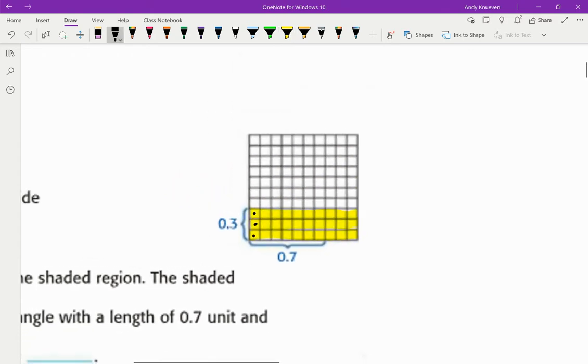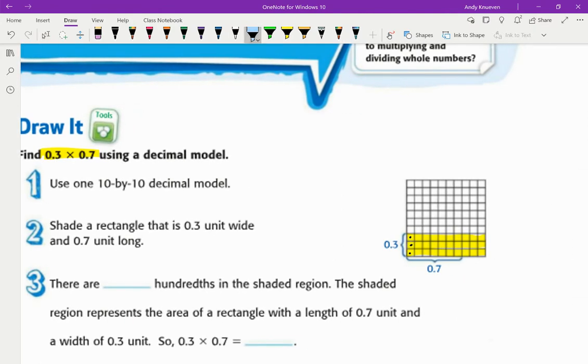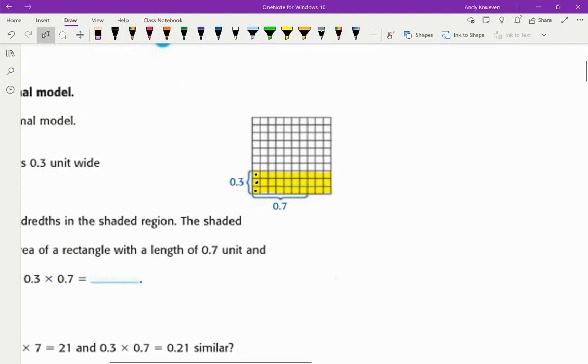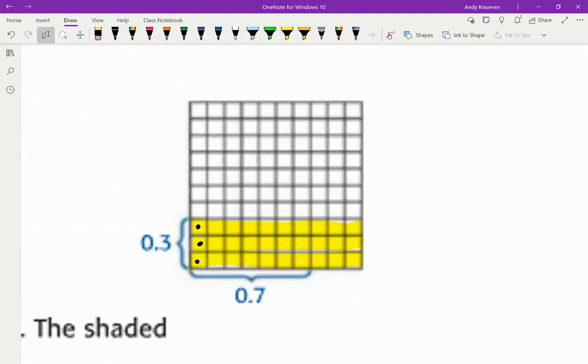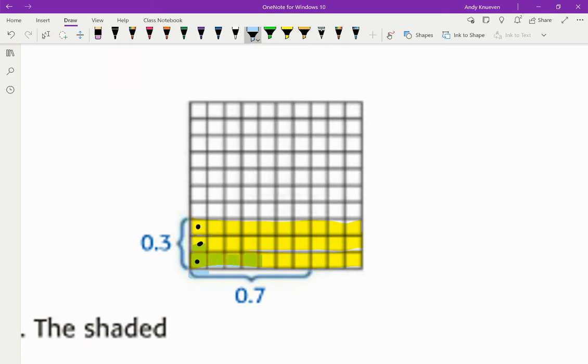And now we're going to shade a rectangle that is 7/10 units long. And that's going to be going vertically here. So if we zoom in again, 7/10. So we have 1/10. Well, let's bring that down just a hair. 1/10, 2/10, 3/10, 4, 5, 6, 7, right? And they've identified that as 7/10. So that means I'm going to shade all of this going the other direction here.